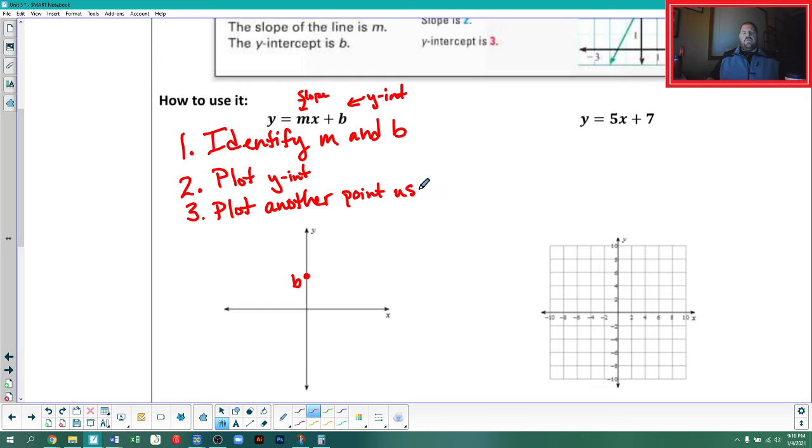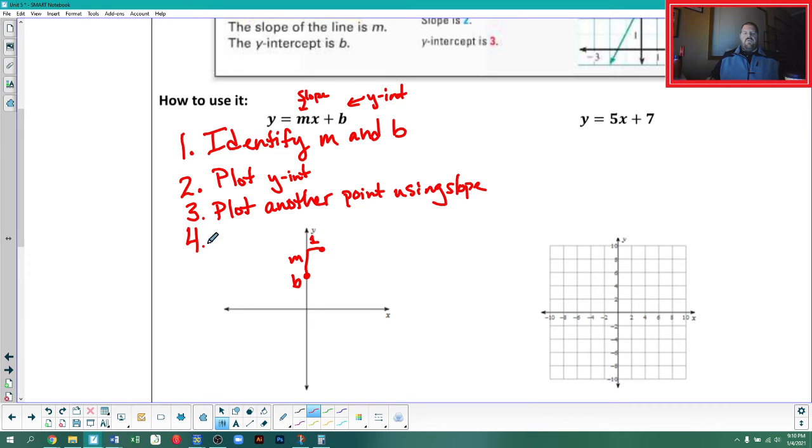Using the slope. Let's just say that my slope is something over something. Maybe we say it's m over 1. So go up m over 1. And I get another point, so I plotted another point.